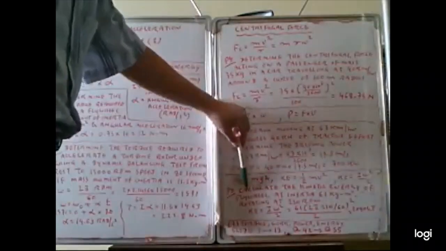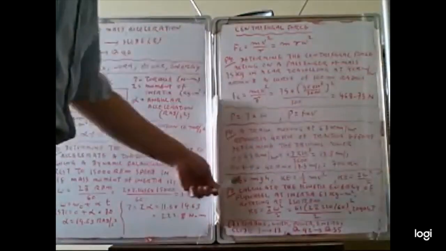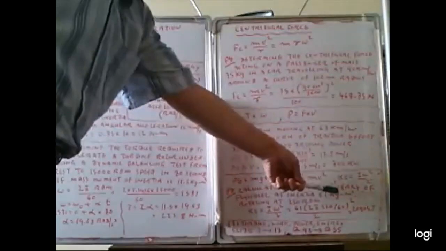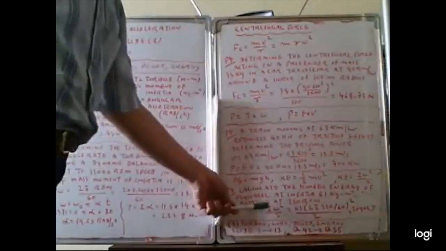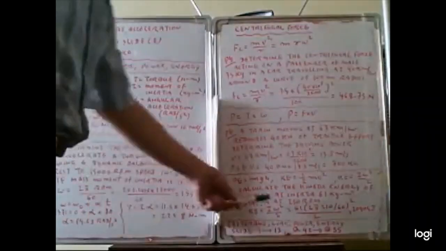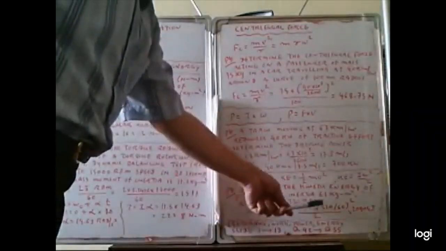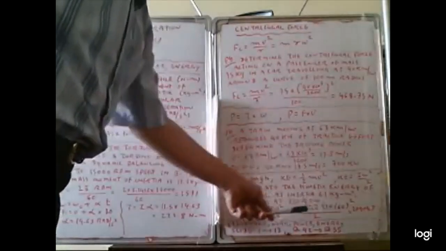Okay, this problem: calculate the kinetic energy of a flywheel with inertia 61 kg·m², rotating at 250 RPM. So we calculate KE = I ω² / 2. I is 61, ω is 2π × 250 / 60, divided by 2. So you get 2090 kilojoules.